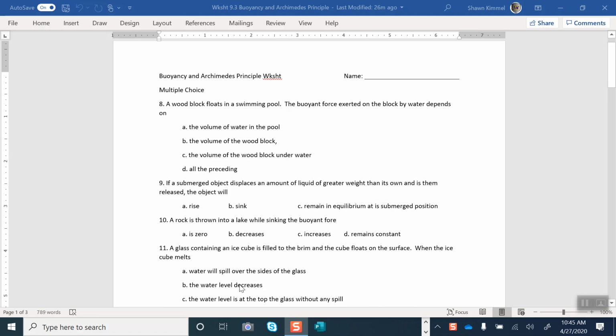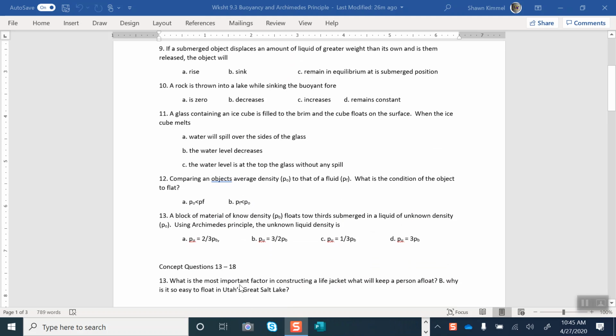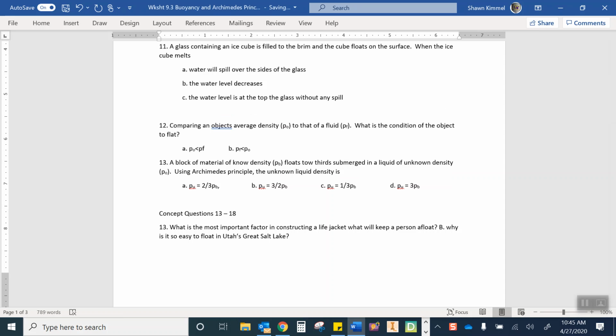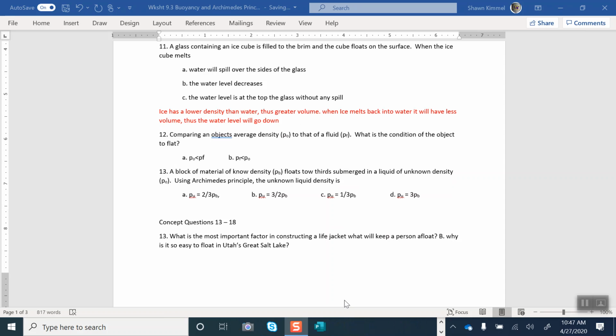All right, what I'm going to do is work through a couple of these problems for you. I'm going to start here with number 11 on multiple choice. It says a glass containing an ice cube is filled to the brim and the cube floats on the surface. When the ice cube melts... Before we give you any type of answer to this, let's talk about what happens here.